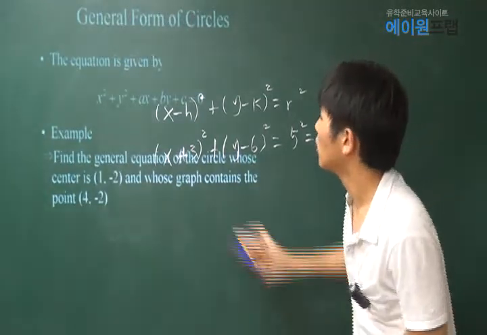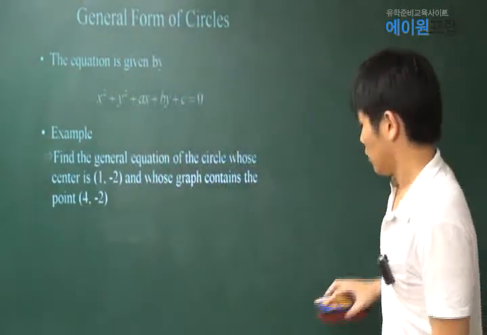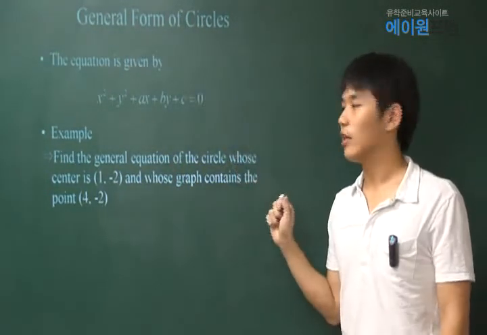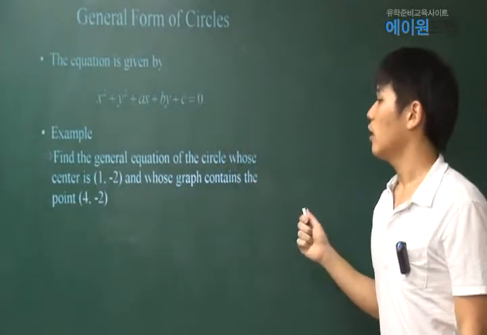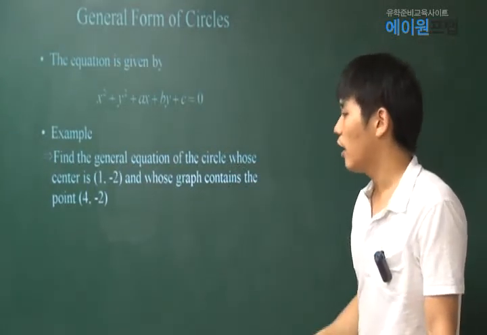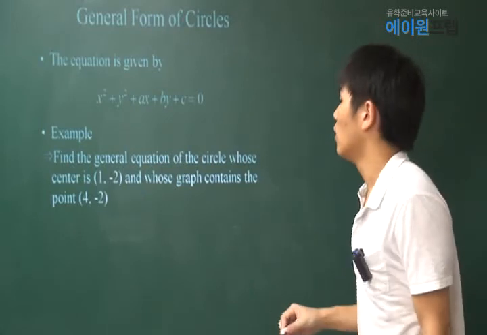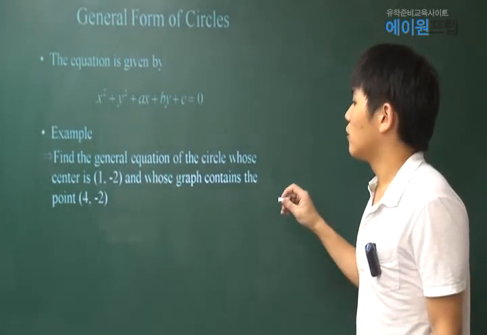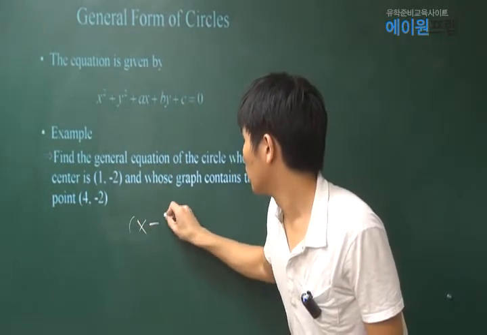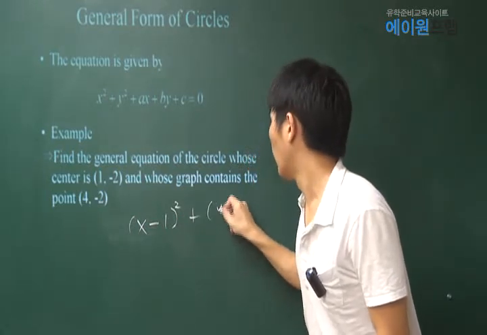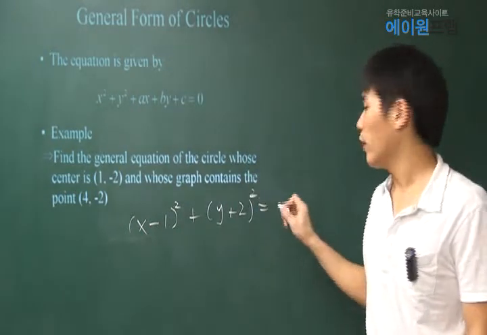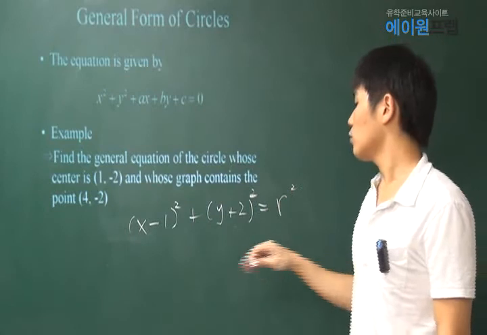Okay, general form of circles. Just like linear equations, we have something called the general form of circles, which is simply expanding every term on the left side. Let's go through a short example. Find the general equation of a circle whose center is 1, -2, and whose graph contains the point 4, -2. So the center is at 1, -2, and we start off with the equation x minus 1 squared plus y plus 2 squared is equal to, in this case we're not given the radius, so let me just write r squared for now.